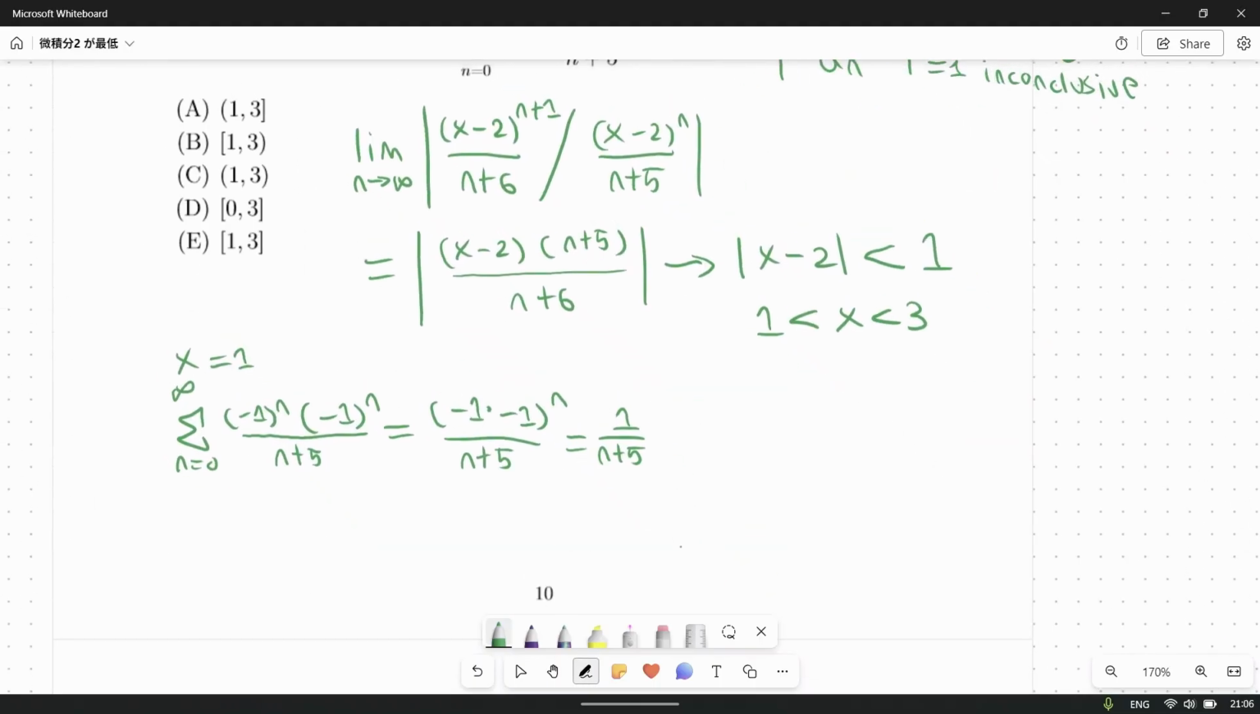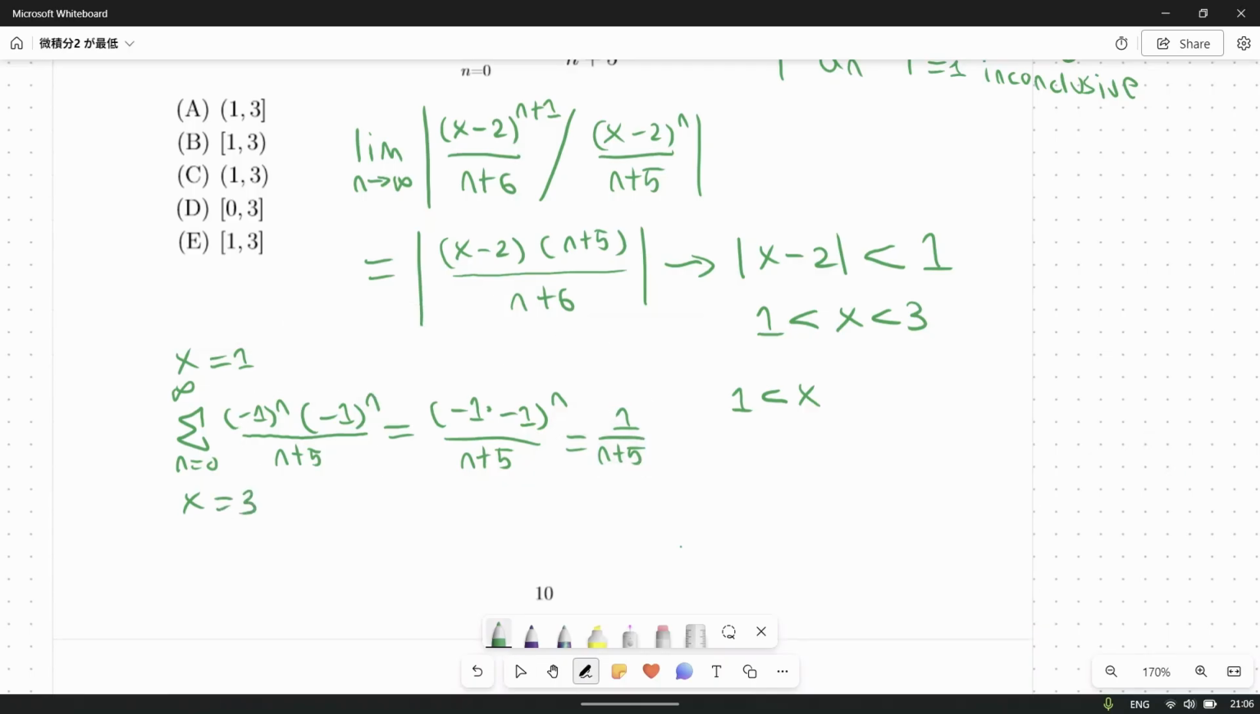And so the next case we have to check is x is equal to 3. So starting with the first case, we can start to build our interval. Since we know that the series is going to diverge at 1, we're going to have to exclude that case. So we'd end up with 1 is less than x. And then checking the next case, let's go to x is equal to 3.